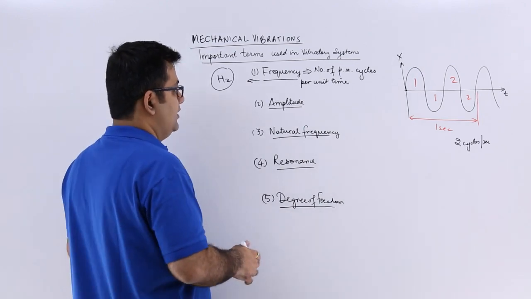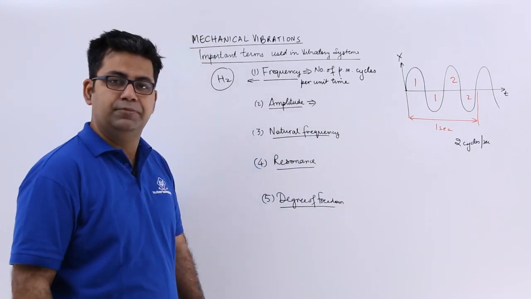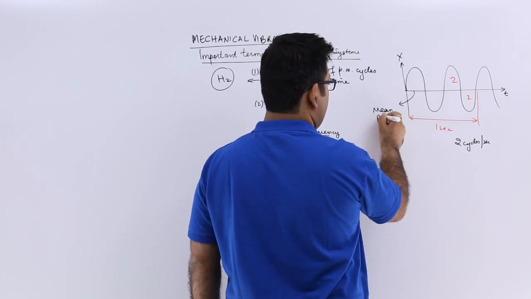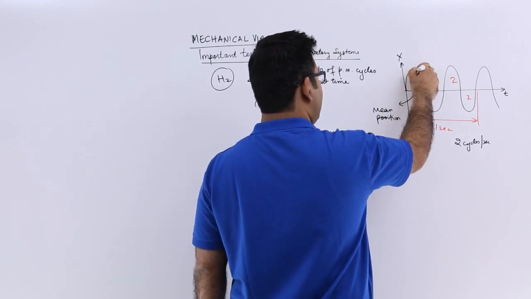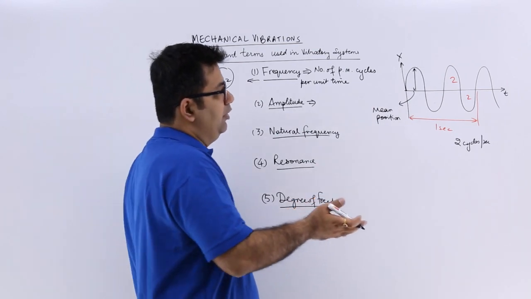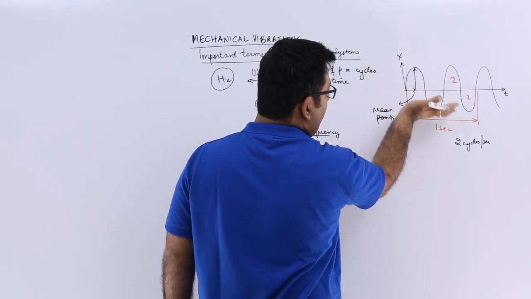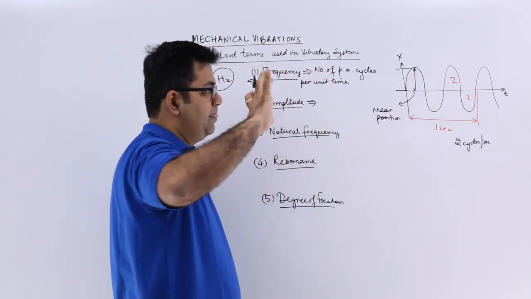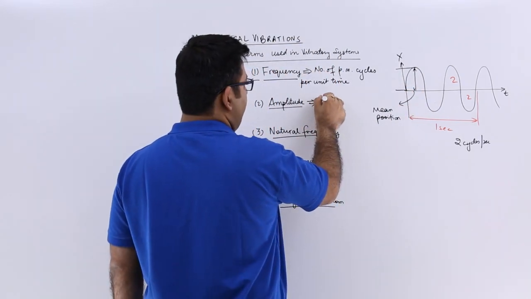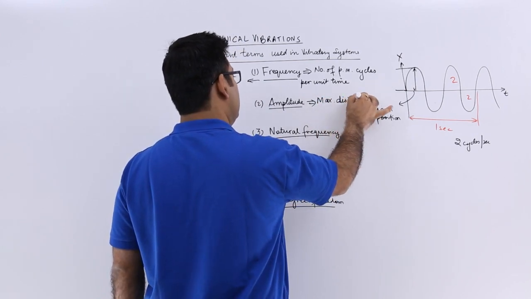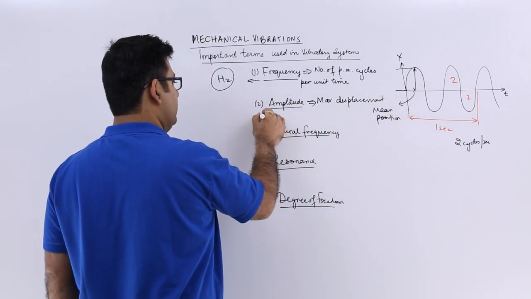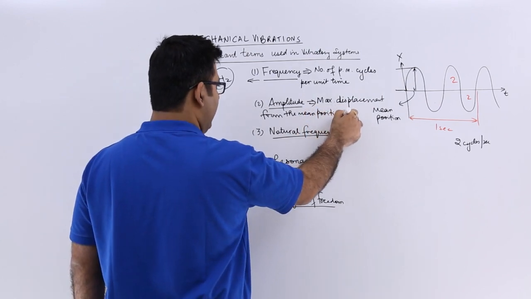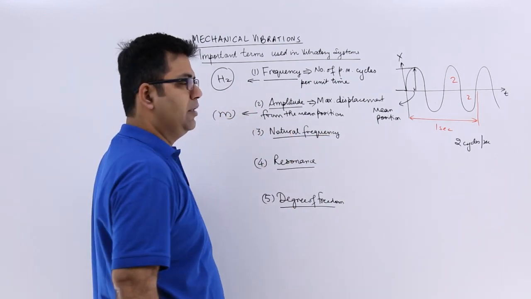The second term is the amplitude. If you go back to that figure, this is the mean position. The maximum displacement of a particle or of a body from its mean position in any direction, upwards or downwards, is called amplitude. So amplitude in this case would be this maximum displacement. So amplitude is the maximum displacement from the mean position. And amplitude is given in meters because it is nothing but displacement.